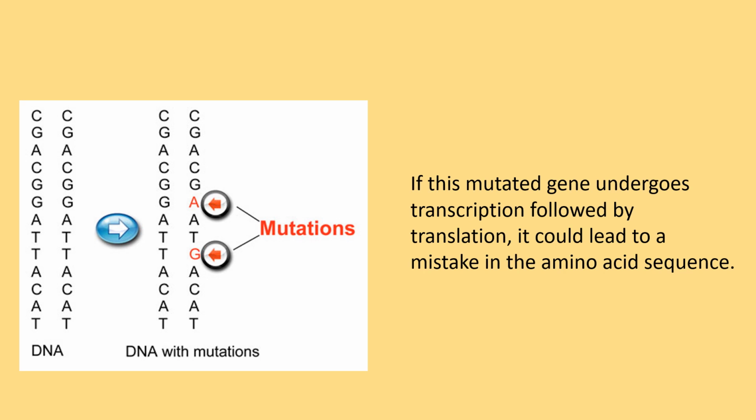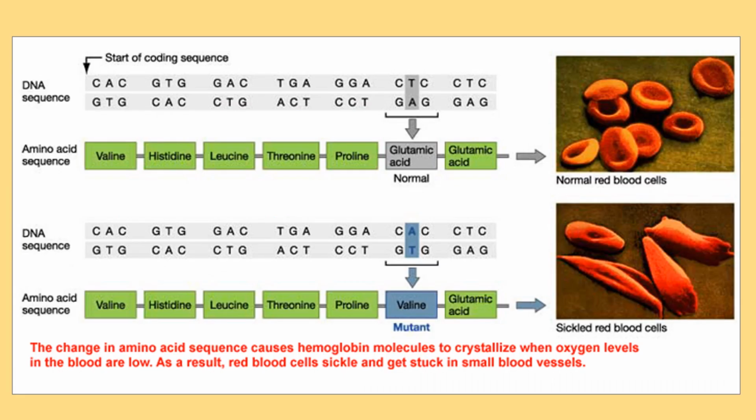So if this mutated gene undergoes transcription followed by translation, it could lead to a mistake in the amino acid sequence, because in this DNA we see that two bases have been altered. A G has been changed to an A, and a T has been changed to a G. There are all sorts of genetic disorders that are caused by DNA that leads to the formation of a misshapen protein. And sickle cell disease is the classic example that we use for teaching purposes, because we understand the genetic basis for sickle cell disease. We understand that really well.